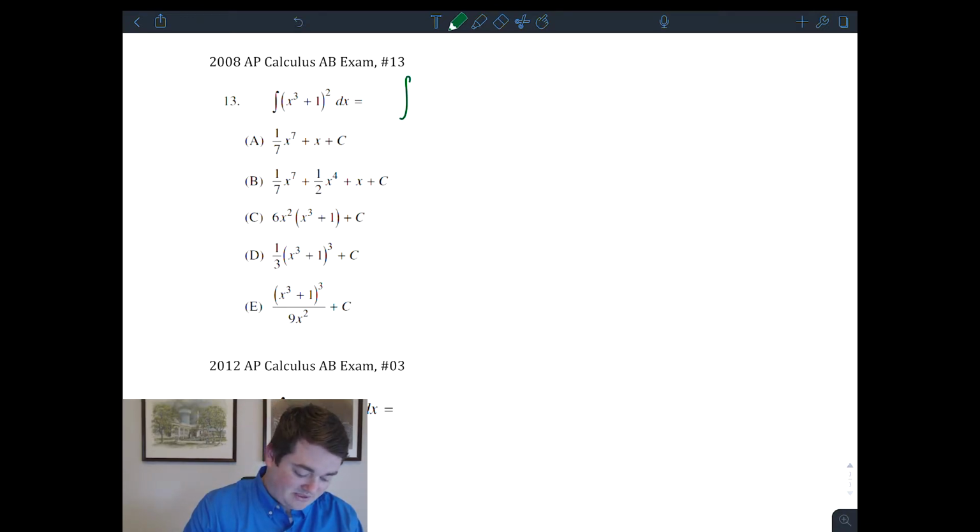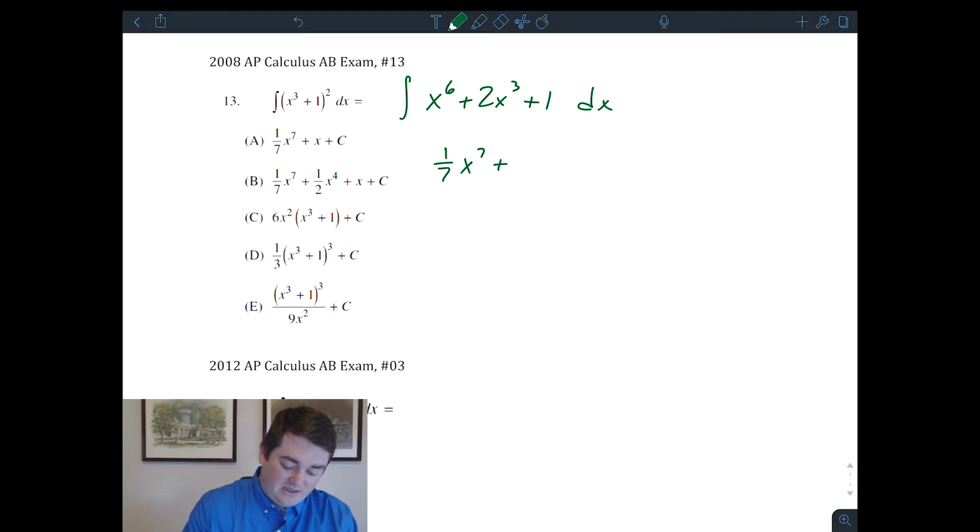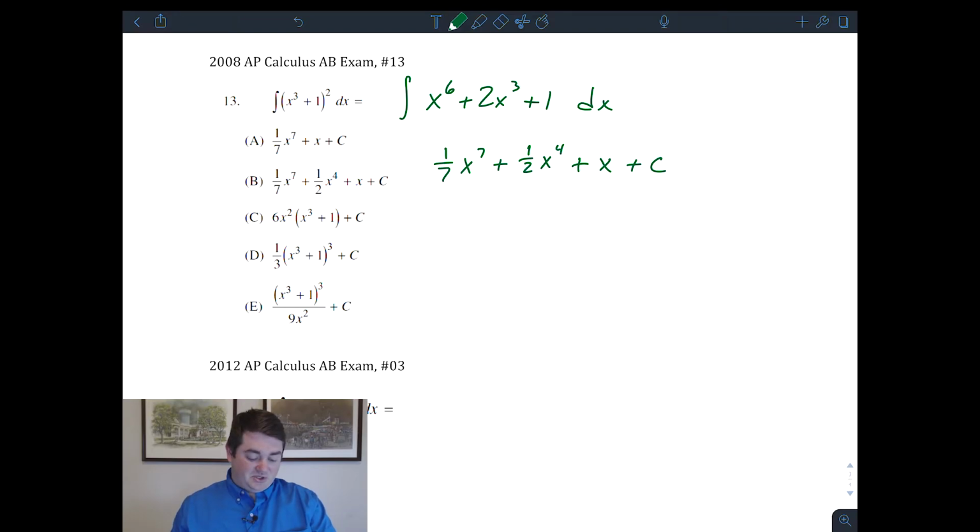So I'm going to rewrite this problem as the antiderivative of x to the sixth plus 2x cubed plus 1. That's just from foiling. And now I can take the antiderivative piece by piece. So the antiderivative of x to the sixth would be 1/7 x to the seventh, plus the antiderivative of 2x cubed would be 2x to the fourth over 4. 2 over 4 is 1/2. So 1/2 x to the fourth plus x plus c. And looking at my answer choices, only 2 of them start with 1/7 x to the seventh. So if you got that far, then you've already narrowed it down to 2 options. And answer choice B is my correct answer.